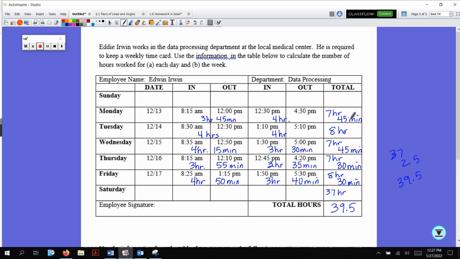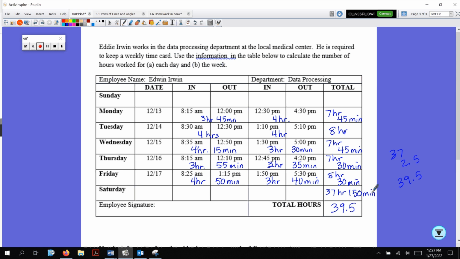That gave me, what did it give me? I need my help. I have it written down, but I don't. All right, so 45 plus 45 plus 30 plus 30 is 150 minutes.